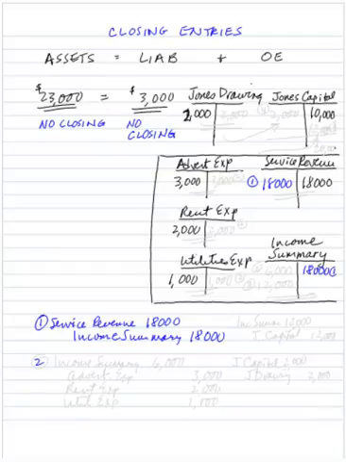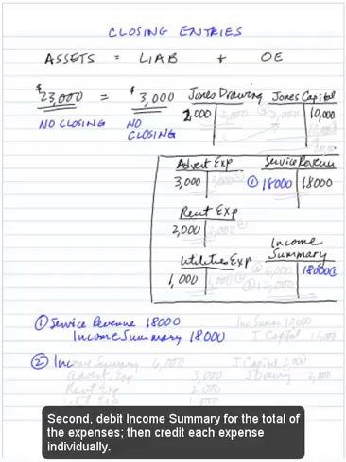Step 2, we have to close all the expenses, so we're going to have to debit the income summary for the total of the expenses, which would be $6,000. And we have to credit each expense individually. So credit advertising expense for $3,000, rent expense for $2,000, and utilities expense for $1,000.